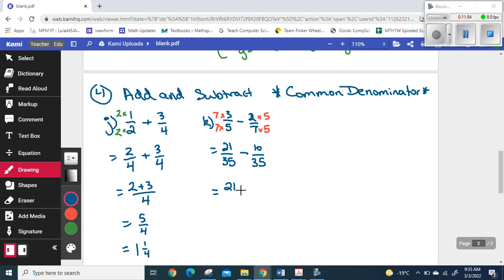Now I can subtract my numerators. We're just subtracting our numerators, and then we put it over the same denominator. 21 minus 10 is 11. And we're done. J, K, L.